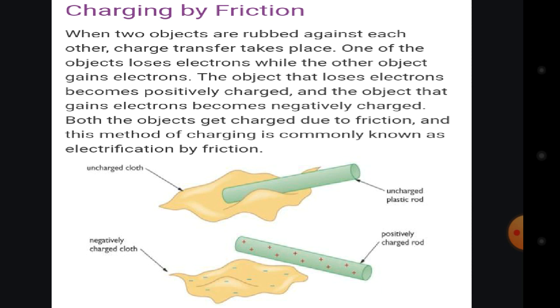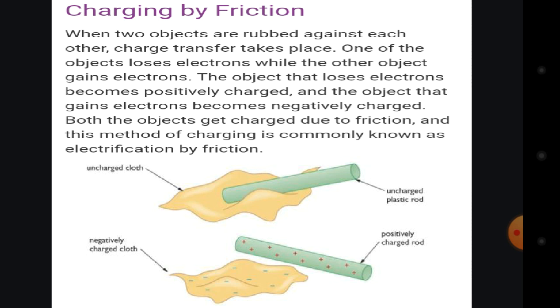But if we rub them together, the two of them, in a short period of time, then we will be having protons only. When the protons are more compared to the electrons, then we will have a positively charged rod or particle or object.